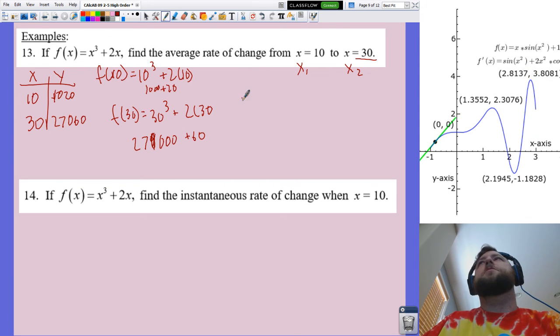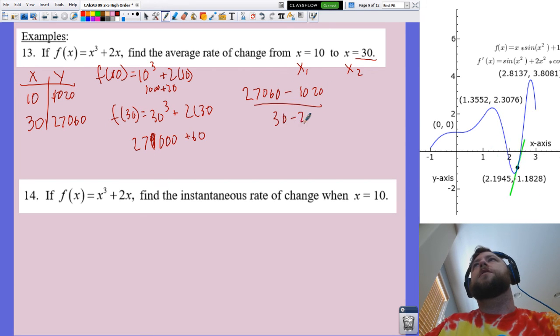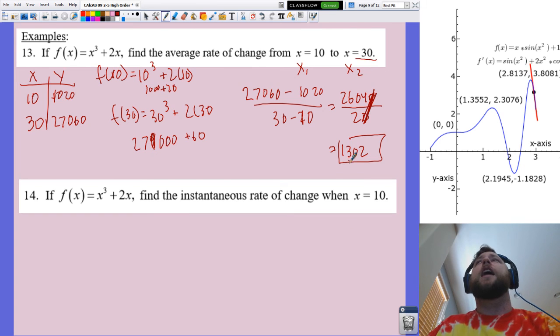So the average rate of change between those 2 points is going to be the change in y over change in x. I can just plug this in: 27,060 minus 1,020 over 30 minus 10. The bottom, that math is easy. It's 20. The top is going to be 26,040. If you reduce this, you can cancel out the zeros. You can reduce everything by 2. So 1,302 would be your final answer as the average rate of change.